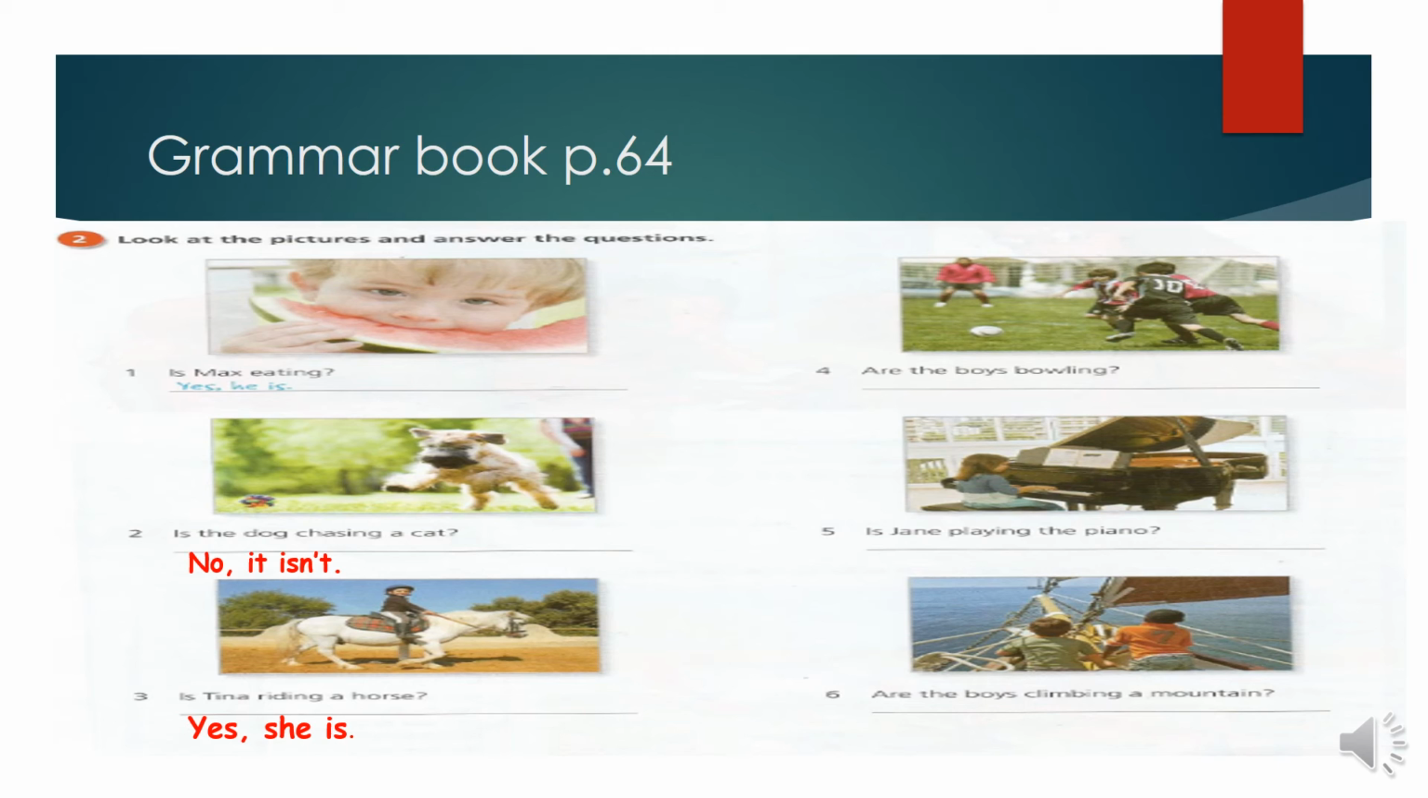Okay, number 4. Are the boys pulling? Are they pulling here? No, they aren't. Number 5. Is Jane playing the piano? What can you see? Yes, she is. Okay, number 6. Are the boys climbing a mountain? Look at this. No, they aren't.